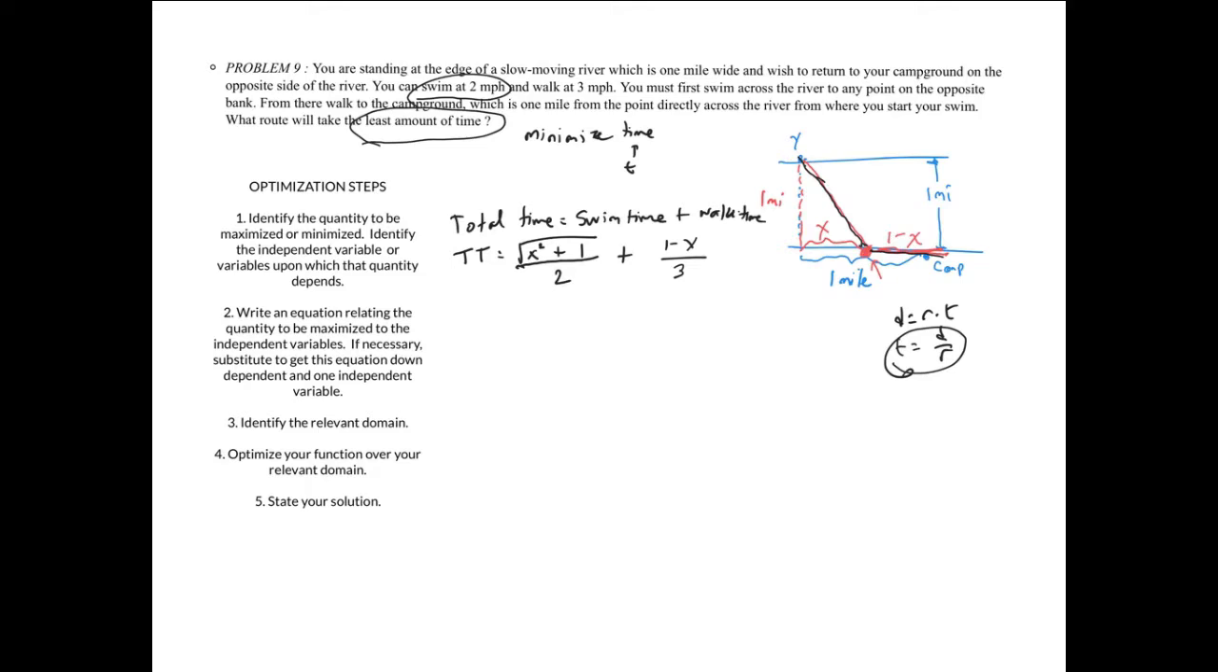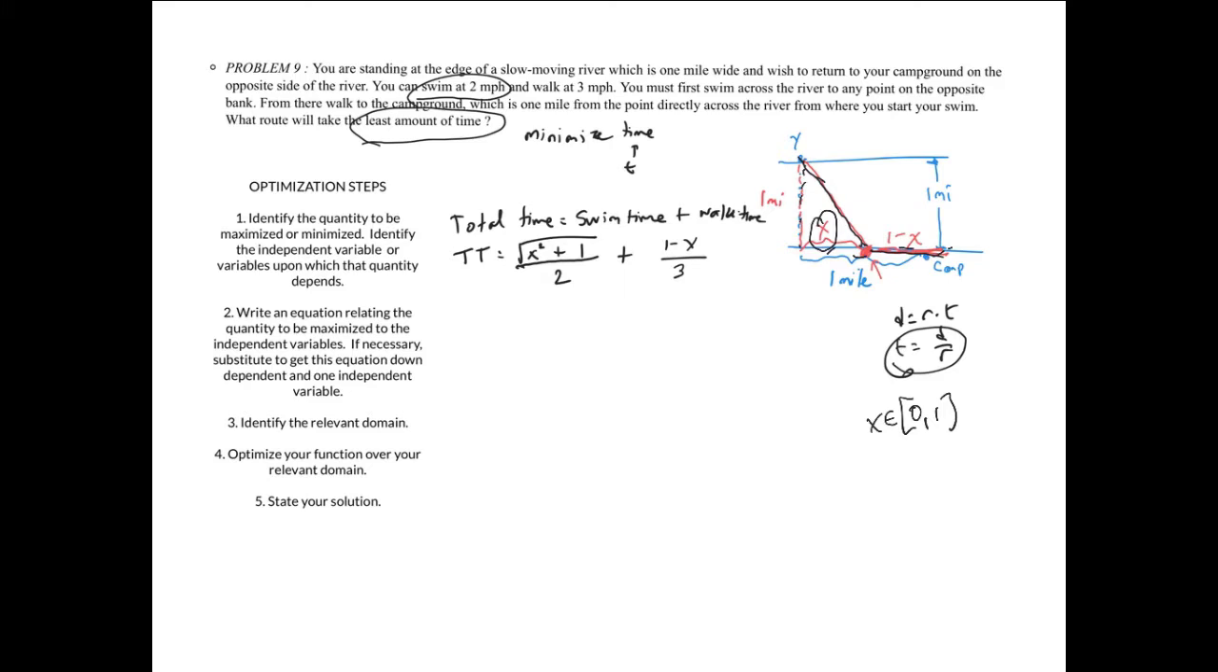Okay, so now we're ready to find the relevant domain. And keep in mind our independent variable here is x, and x was this distance here that we came up on shore. So if you think about it, that x can't be any less than 0. And that's possible, because if you made x 0, that would mean you swam directly across the river and then hiked the whole way across. And that's the smallest x can be. The biggest x can be is 1, because that means you took the entire trip swimming. And that's also possible. So we're looking for a relevant domain of 0 to 1.